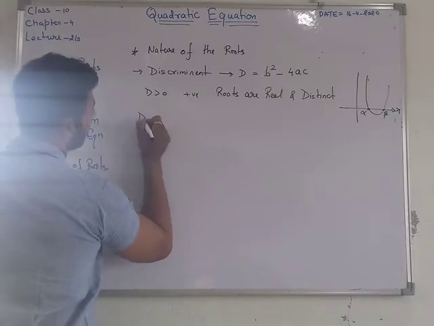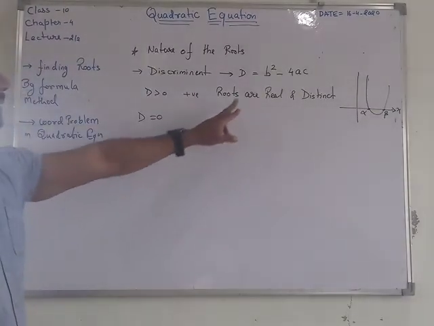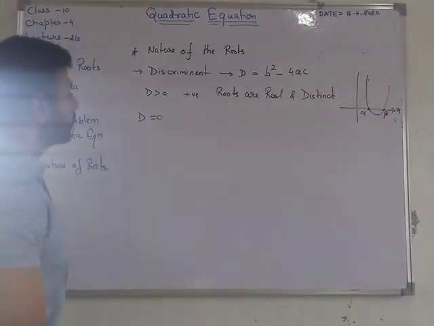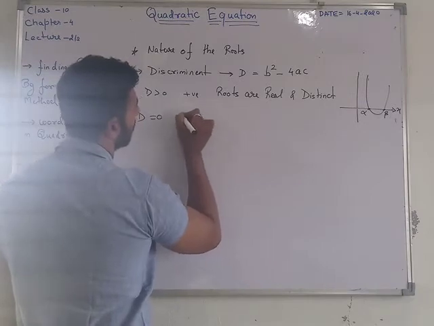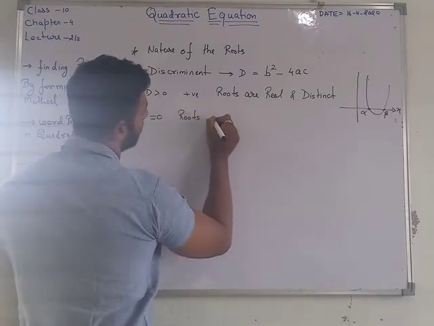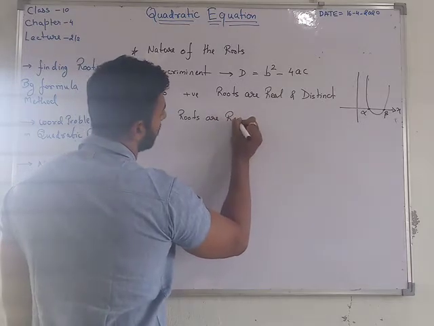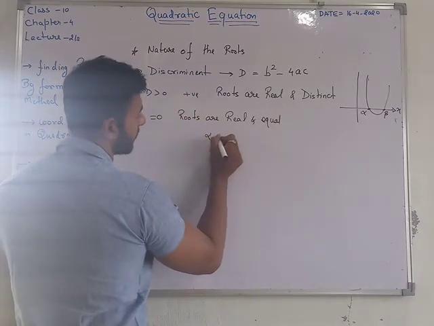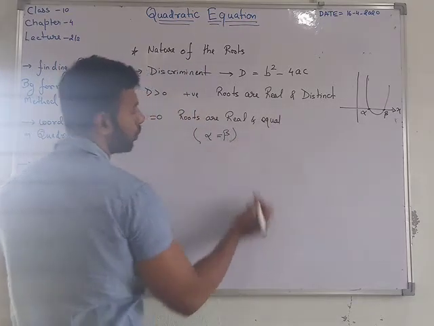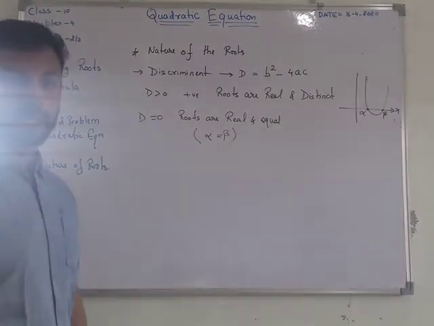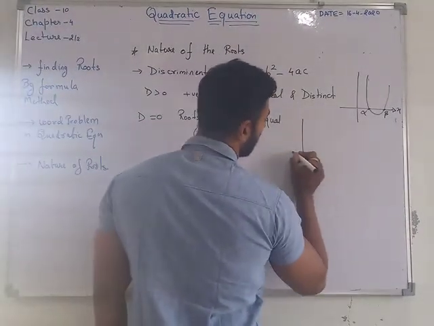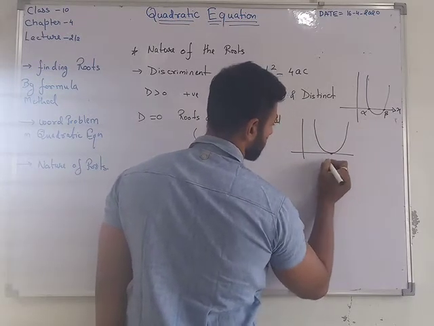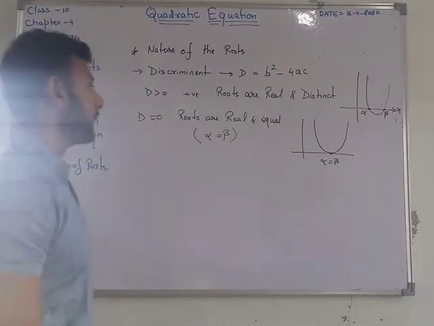Suppose D is equal to 0, if by putting the values in this we get D equal to 0, then the roots are real and equal, meaning alpha is equal to beta. If alpha and beta are the two roots of the quadratic equation, then the values are equal and the graph will be touching the x-axis. The graph will be touching the x-axis, meaning alpha is equal to beta.